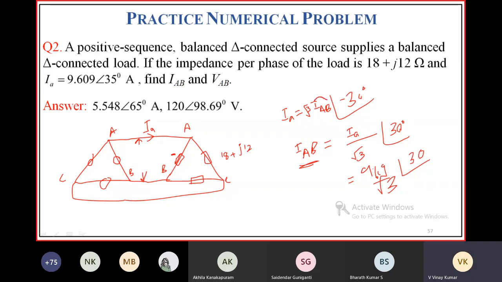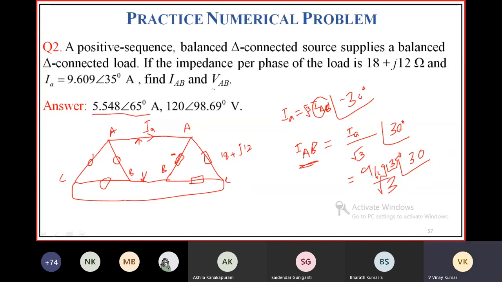Here, what is IA? IA is equal to 9.609 at an angle of 35 degrees. If it is 0 degrees, then 30 degrees; it is 35 degrees, right? We have to include this angle also. After including this angle, you will get 5.548 at an angle of 65 degrees.